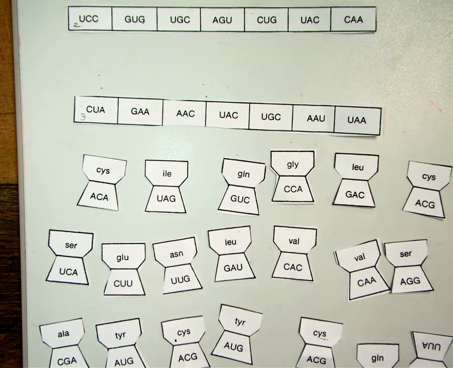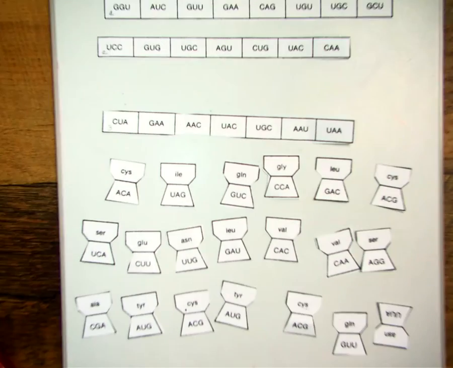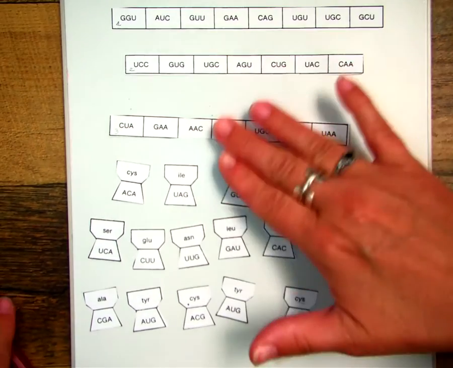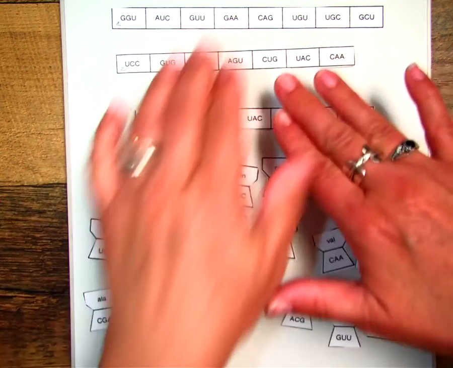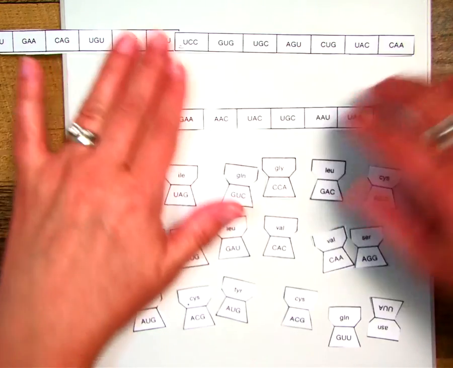All right, so here's your transfer RNAs. They do not need to be in a certain order. And then up top is the messenger RNA. Now, how do you know the order? 1, 2, and 3. So you want to put them together in order 1, 2, and 3.